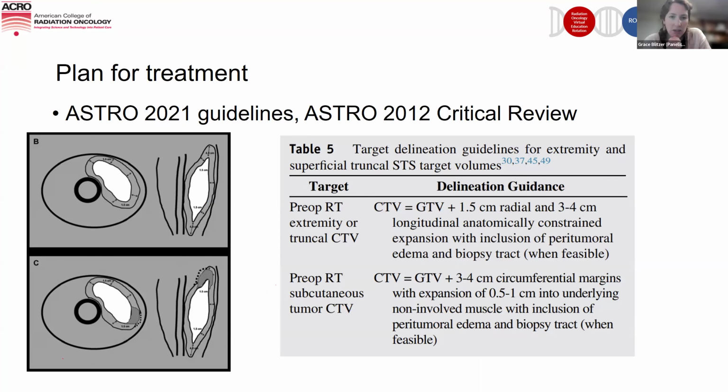And then briefly, they have nice images of this. This is from both our 2021 ASTRO guidelines as well as a 2012 critical review. Next slide.